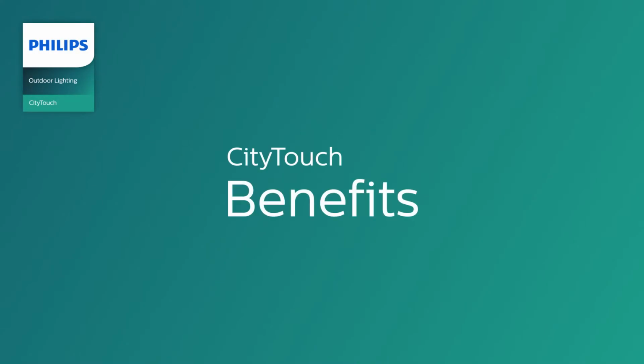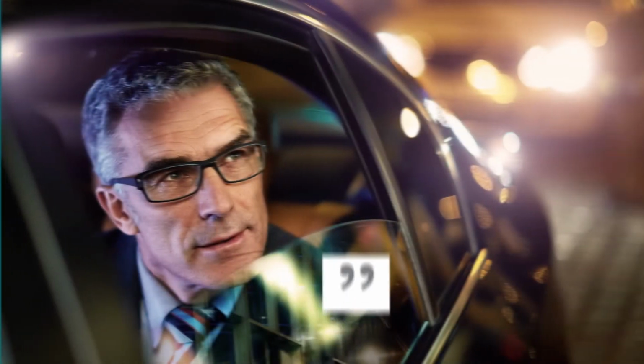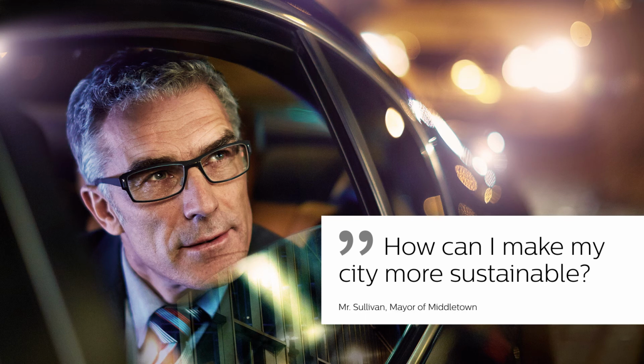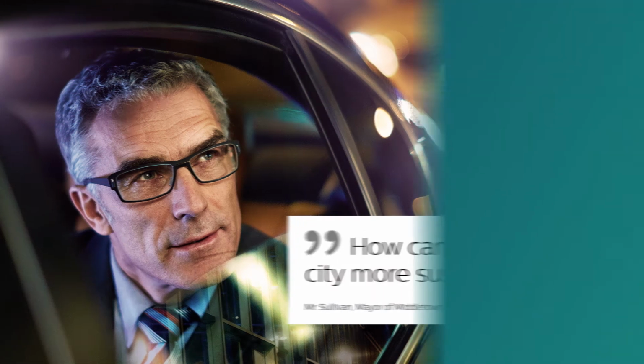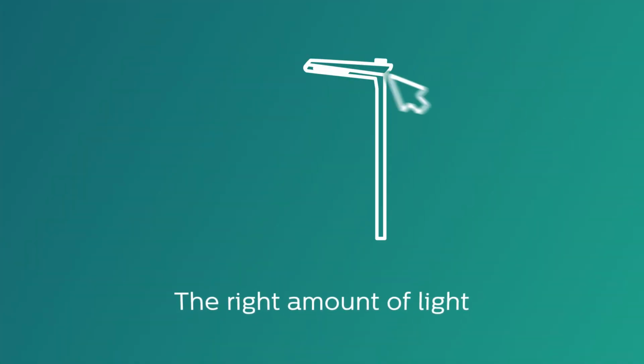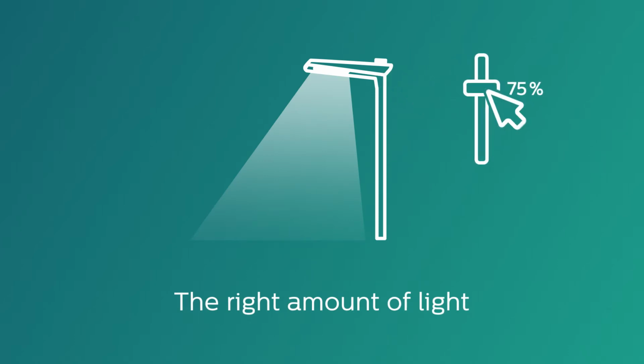Discover how your city can benefit from CityTouch, the street lighting management software platform. Today, cities must be more sustainable and cost-efficient than ever. Street light dimming saves energy by delivering the right amount of light when and where it's needed.